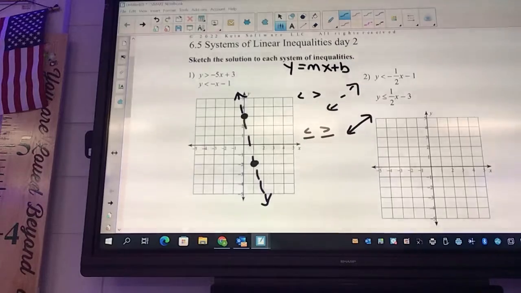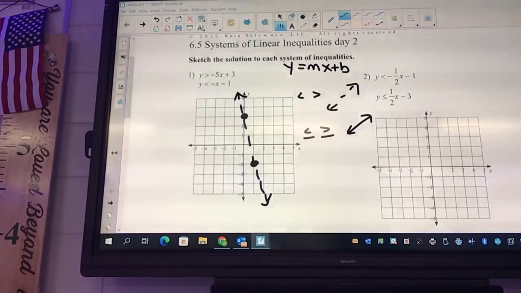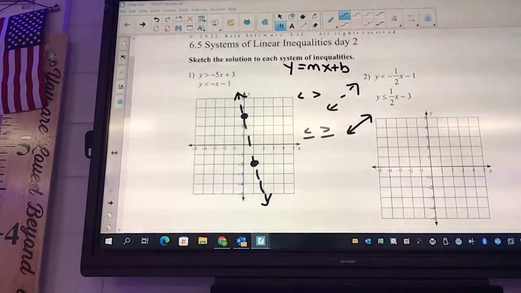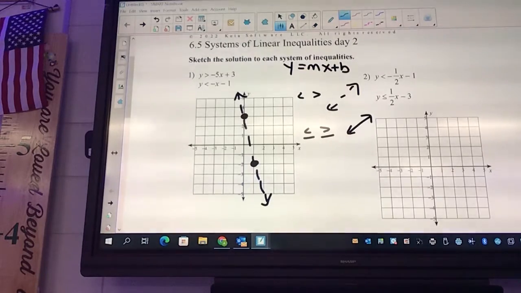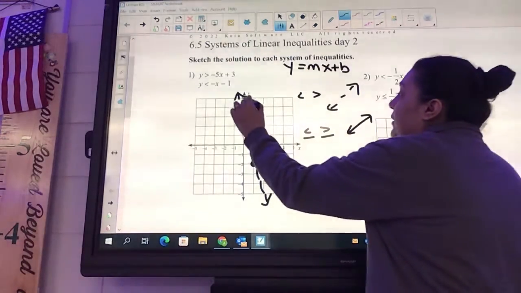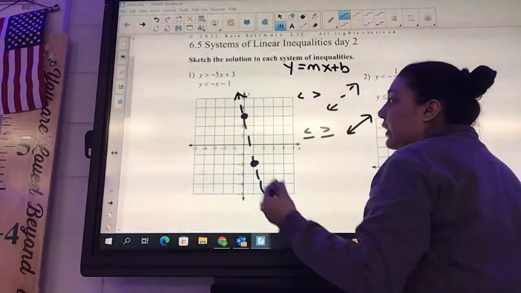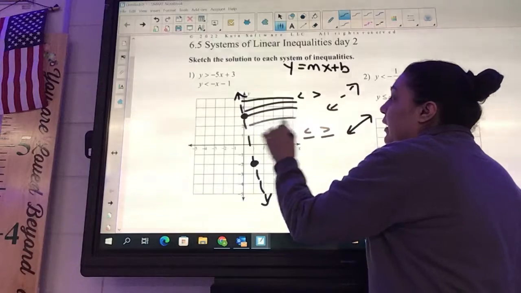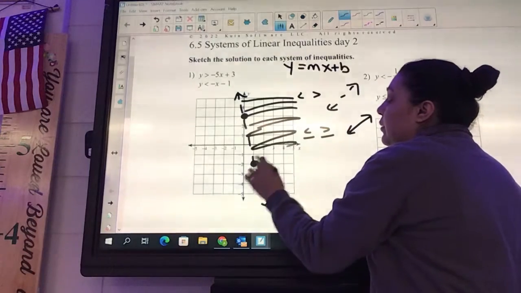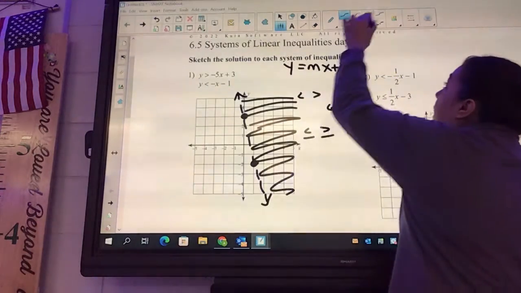Okay, and then it says y is what? Greater than. So we're going to shade the positive 5 side or the negative 5 side? The positive 5 side. Remember, shade lightly when you do the first one, or use some lines or something. So this is going to be the shaded side.